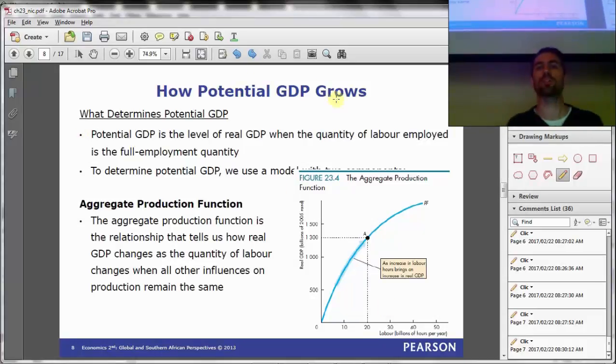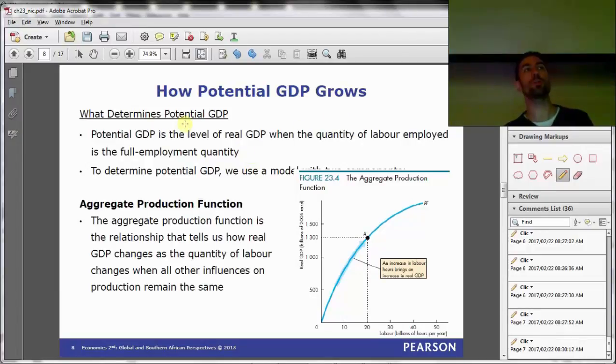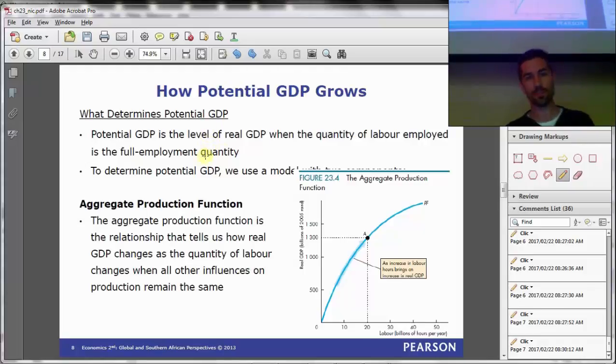Okay, how does GDP grow? This is exciting stuff. I know I might not sound very excited about it, but GDP growth is a really, really interesting topic. What determines potential GDP? Okay, so what determines the potential of our economy to produce output? The two primary factors are labor as well as capital. So one is labor.